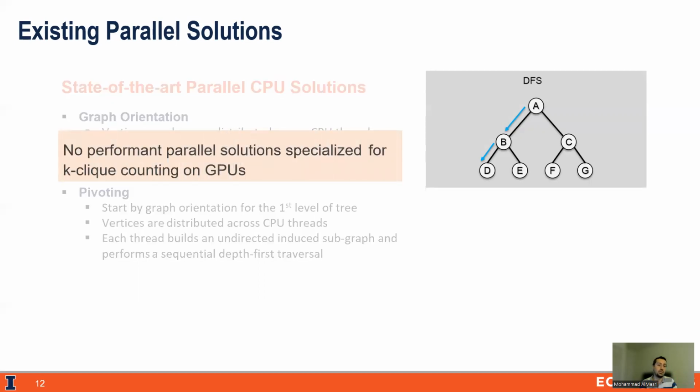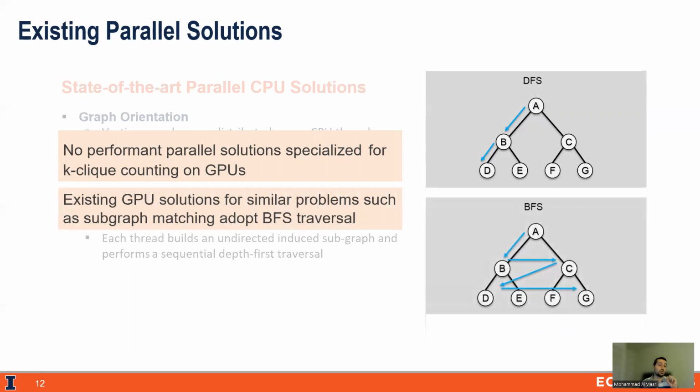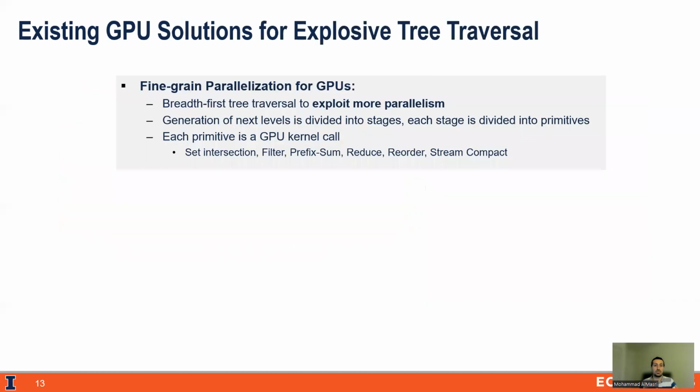If you go through the literature, then you will find that there is no performant parallel solution specialized for K-Clique counting on GPU specifically. Also, there are existing GPU solutions for similar problems like subgraph matching, but they adopt the breadth first search traversal instead of DFS, and I'll explain in the next slide why this is the case.